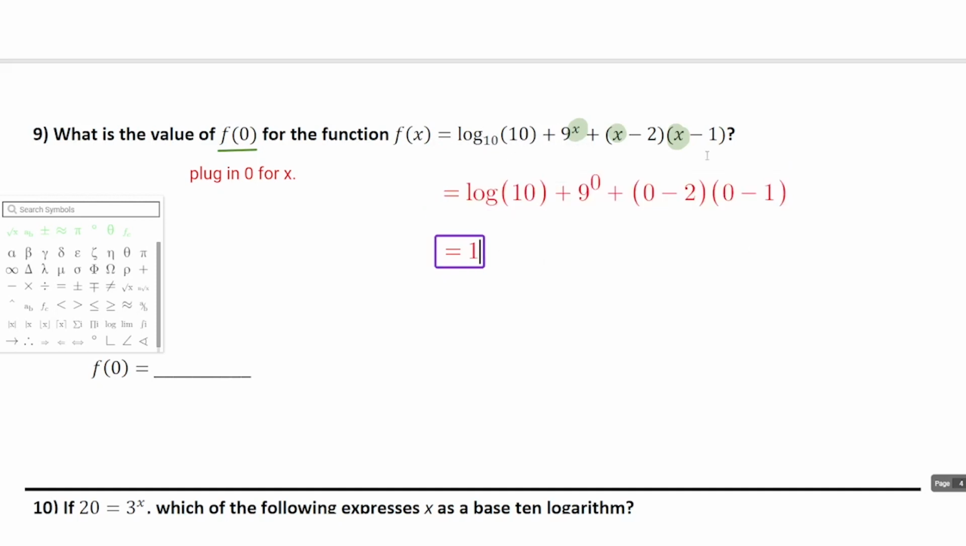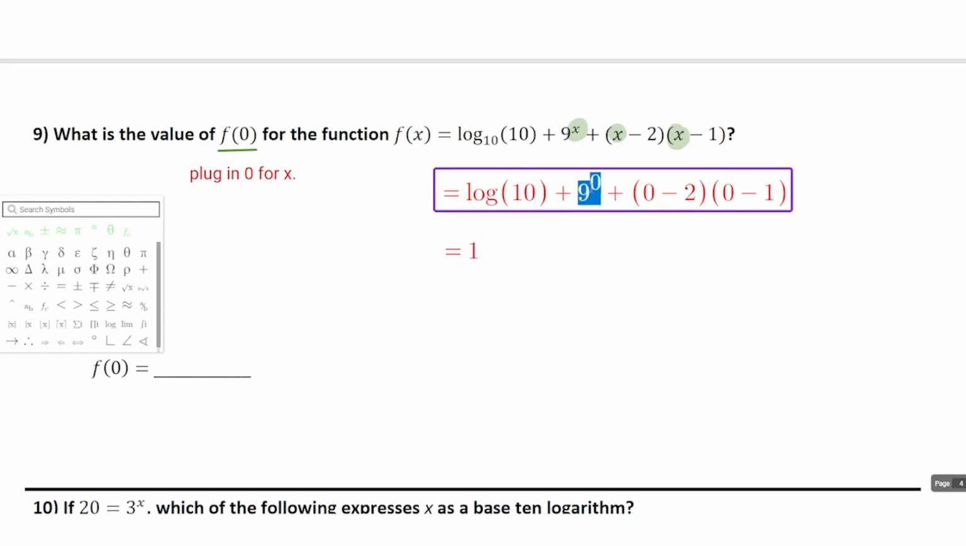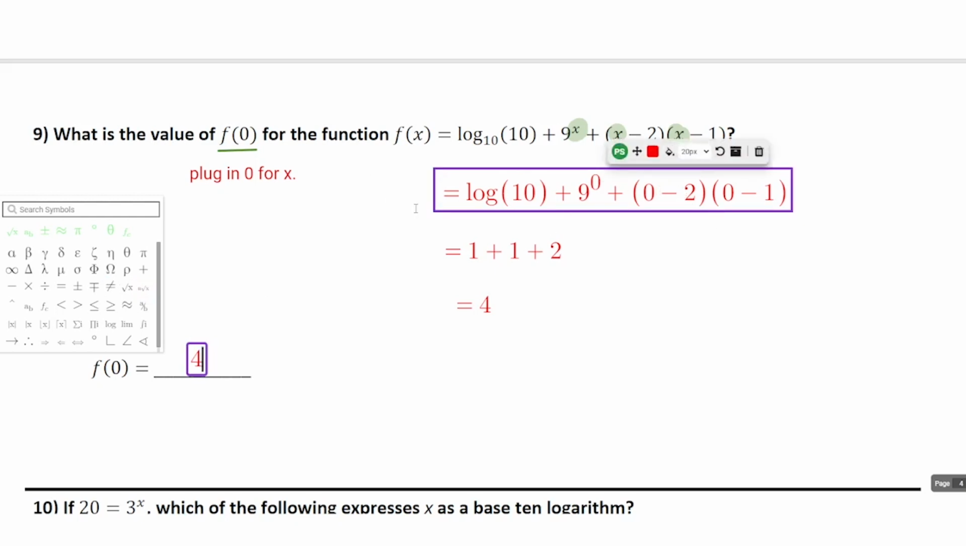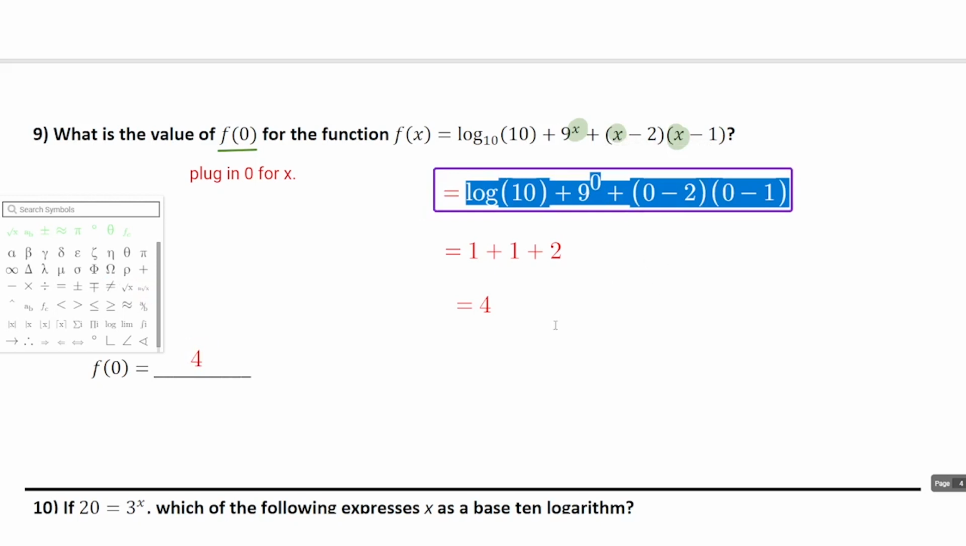10 to the first power is 10, so that's just 1. Anything to the 0th power is 1. And then we've got negative 2 times negative 1, so plus negative 2 times negative 1. Well, this is just going to be positive 2, so we get 1 plus 1 plus 2, which is 4. So look at that. We really didn't even need a calculator, but if you have the ability to use one and you don't want to just be caught off guard, you can just type this in. You should still get 4.